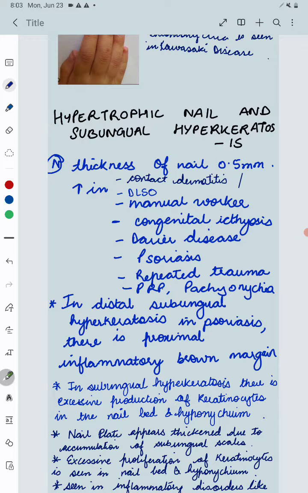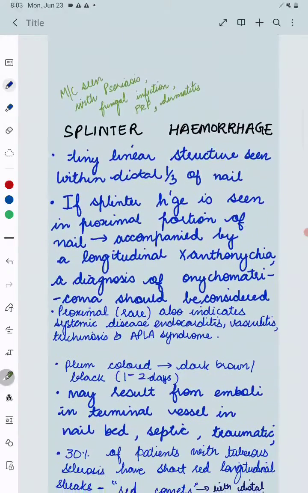Now subungual hyperkeratosis is when the normal thickness of nail is 0.5 mm. When it becomes more than that, it is subungual hyperkeratosis. You can note down the places where it is seen.